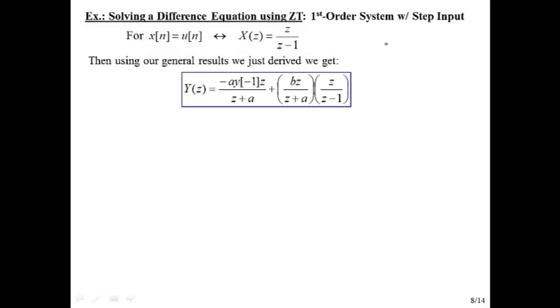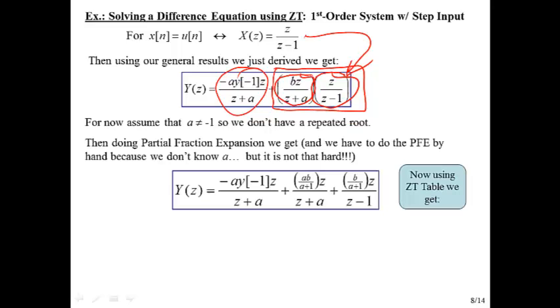So using the general results that we just had for that general first order difference equation, we plug in the X of z right here. Here is the part due to the initial condition. Here is the part due to the input, and this quantity here is our transfer function, H of z.